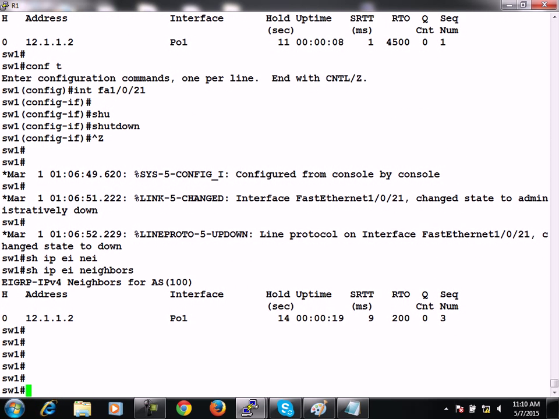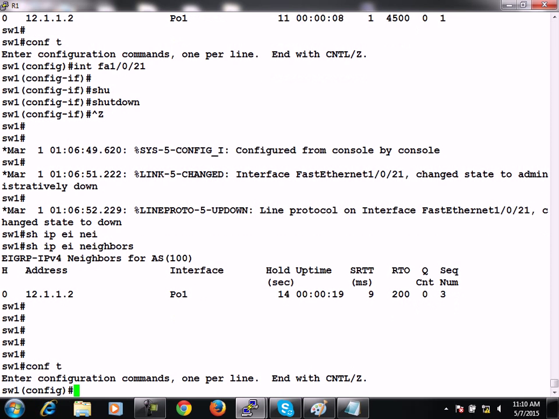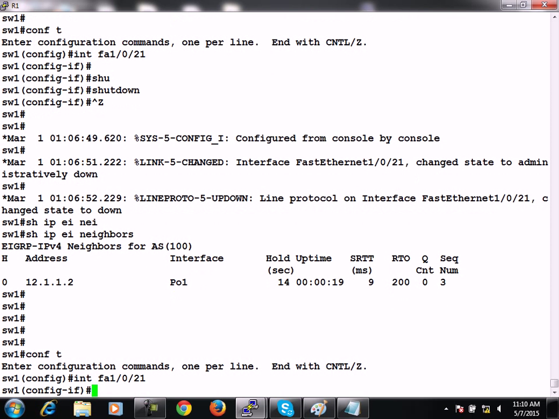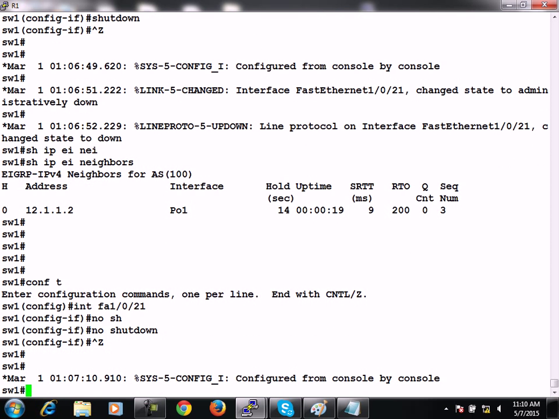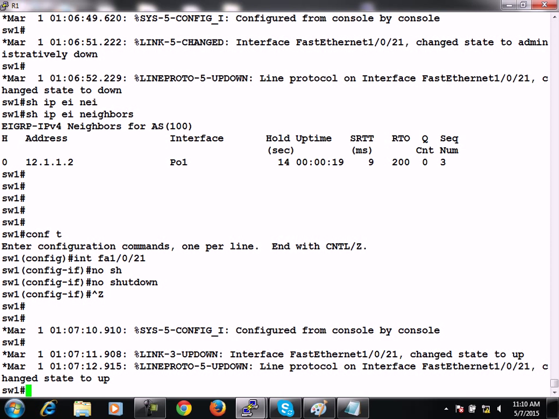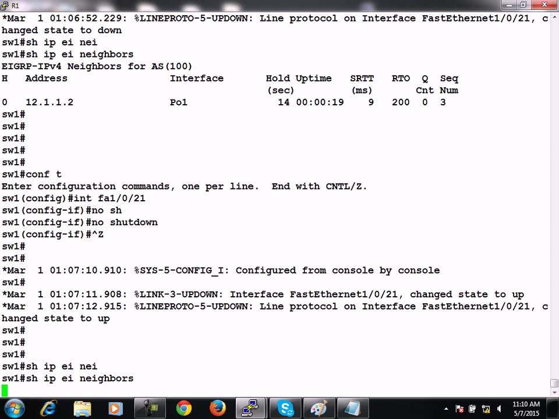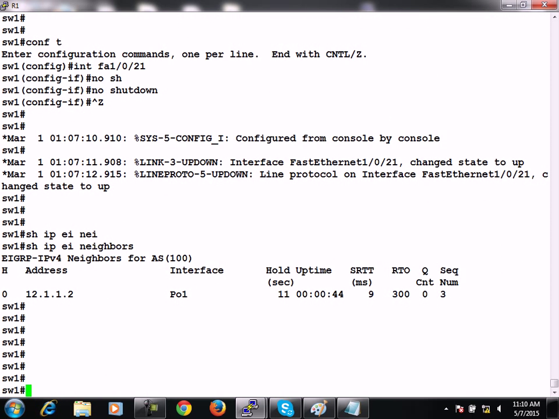Show me. Is there any effect? No. On your EIGRP neighborship? Of course no. So if you move back on this 21 and say no shutdown, of course it will come up now. If it comes up, again there will not be any effect on your existing neighborship. See, is there any problem now? So this is the advantage of configuring a layer 3 port channel.